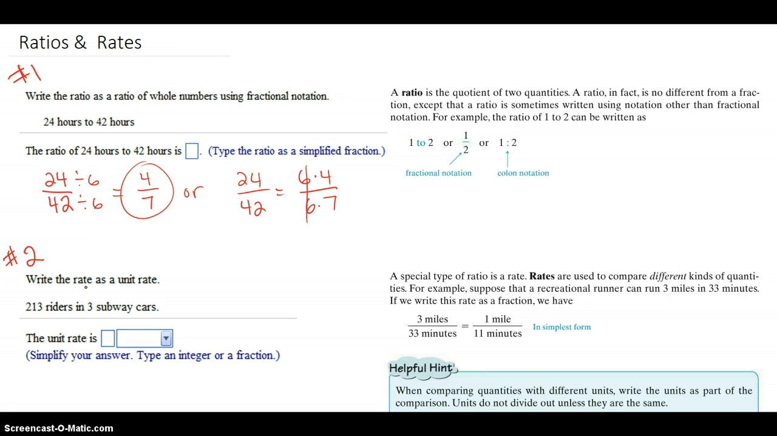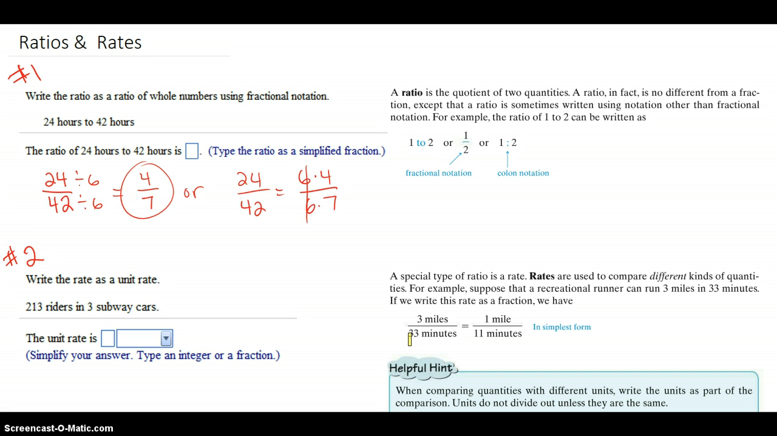Number 2, a rate. How is that different? Well, let's read to the right. A special type of ratio is a rate. Rates are used to compare different kinds of quantities. For example, suppose that a recreational runner can run 3 miles in 33 minutes. If we write this rate as a fraction, we have 3 miles over 33 minutes.